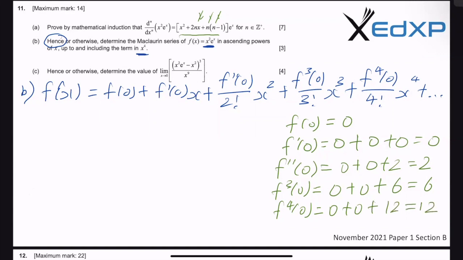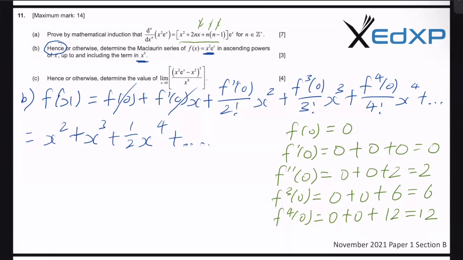And there we have all the derivatives when x is 0. And we sub the values in, we get, this term becomes 0, this term goes to 0. So the third term is the first term that we want. That will be x squared plus x cubed plus half x power 4. We only want it to the 4th degree. And that's for part B. So A and B, we are done.